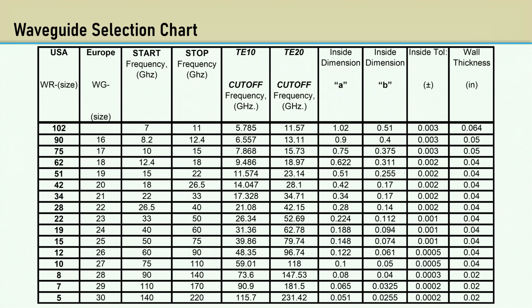This is the chart continued to the smallest waveguide. At a frequency range of 140 to 220 gigahertz, the broad wall is only 51 mils. The charts also include the cutoff frequency.